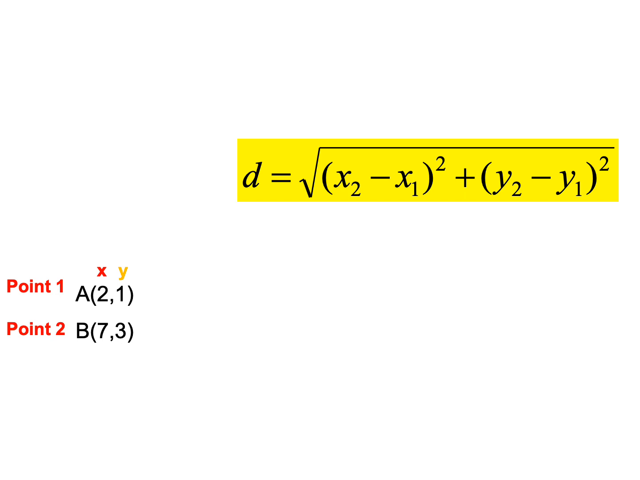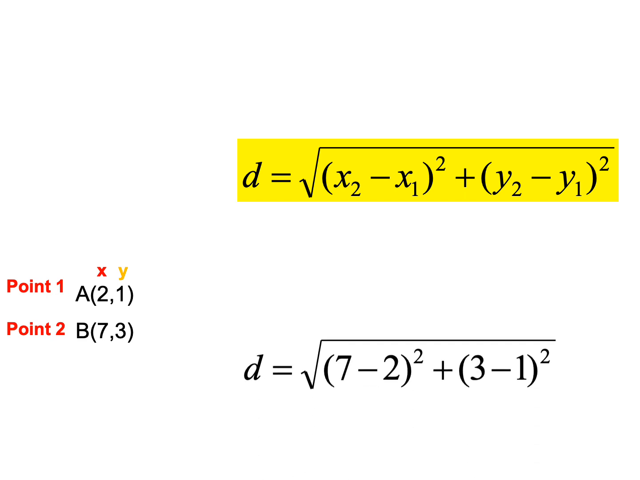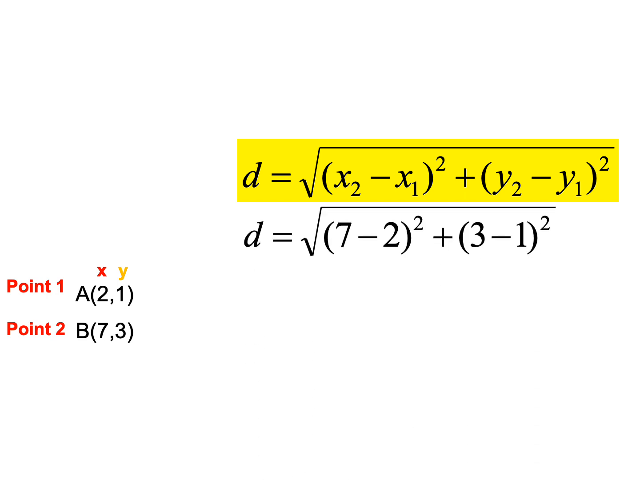All right. I look at the formula. I don't assume. And then I just simply do what it tells me to do. It says x2. That means the x-coordinate of point 2. The x-coordinate of point 2 is 7 minus the x-coordinate of point 1, which is 2. So 7 minus 2. And the other one will be 3 minus 1. You see what I did there where I got those numbers? And then I simply do the math.